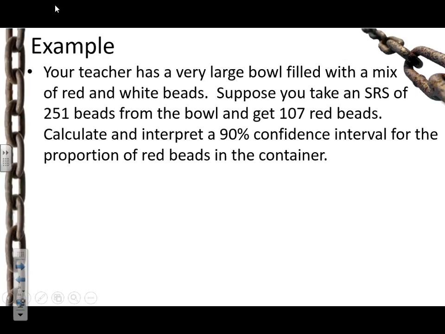So basically what we're saying here is we had a very large bowl of beads. We took 251 of them out at random, and we found a specific proportion of red. What we want to do is take that proportion that we calculated and use it to find the confidence interval, to find out what we believe the true proportion of red beads in the jar should be.